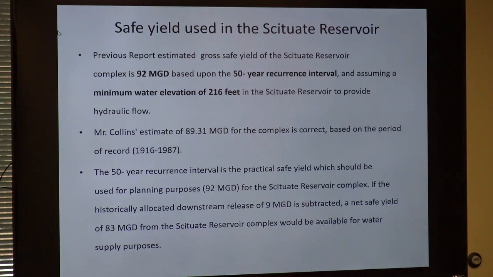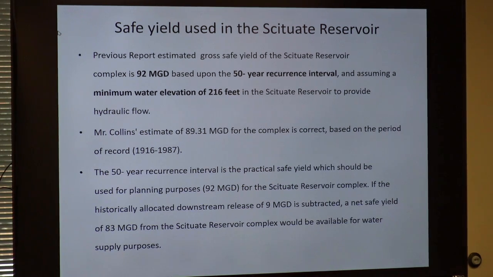So there are a few other studies that have been done. There was a report that was produced by Mr. Collins, I do not know who he is. The report showed a slightly lower 89.31. Here you can correct me on these values. It's based on a period which is 1916 through 87, which still covers that 1960s worst drought.